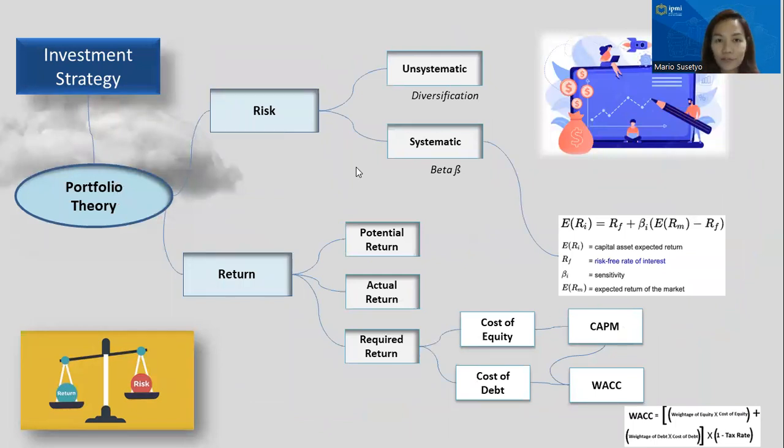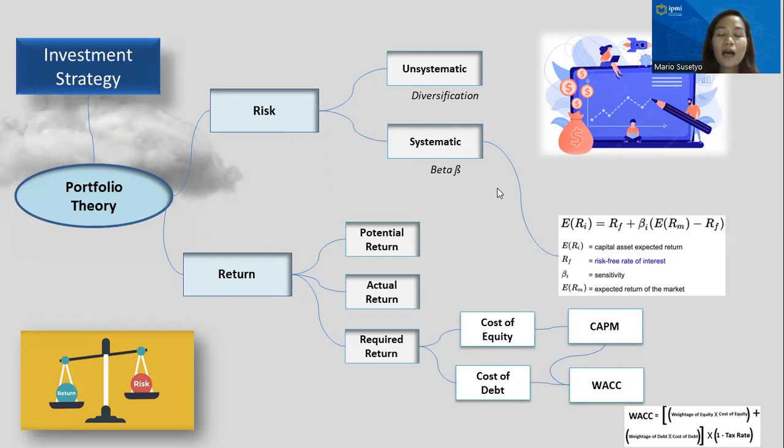After we understand the investment strategy, we need to calculate the company's intrinsic value. Investment is all about risk and return. It starts with identifying risk. There are two types of risk. Unsystematic risk is the company's specific risk, while systematic risk depends on the macroeconomy. Unsystematic risk can be minimized by diversification, while systematic risk is the market risk that cannot be eliminated. Systematic risk is also called beta.